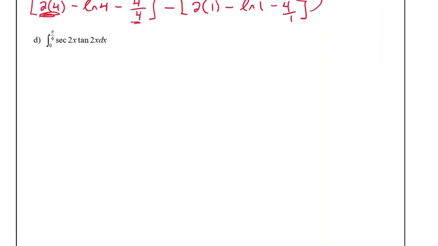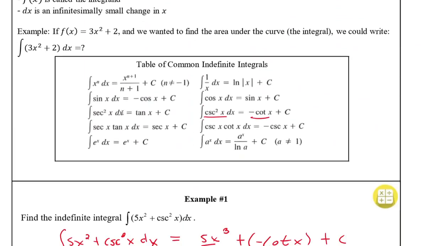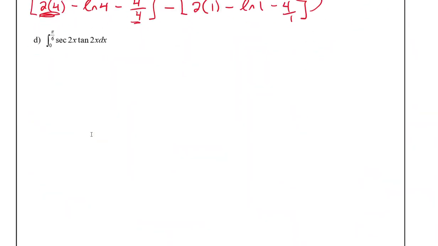All right, next one. All right, so from your formula sheet, let's go back up to our common integrals. We can see right here secant x tan x. So the integral of that is just secant x. All right, so that's going to really apply to this one. Even though we have 2x and 2x, you can think of that as theta and theta.